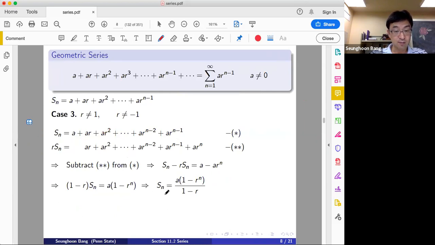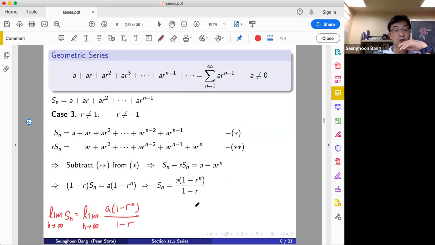Take what? Limit. Limit of Sn here. Limit as n approaches infinity of Sn. So we have the limit as n approaches infinity, Sn is a times 1 minus r to the n over 1 minus r. So what is the answer? It depends on r to the n. If r to the n approaches some number, the whole thing approaches some number. If r to the n is divergent, the whole thing is divergent, depending on r to the n.